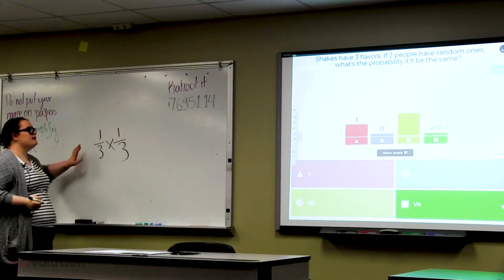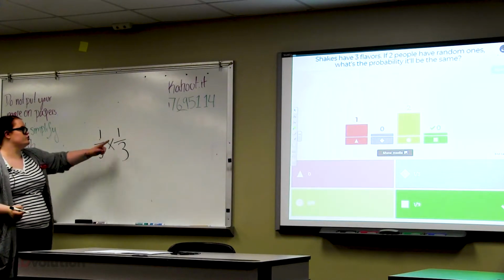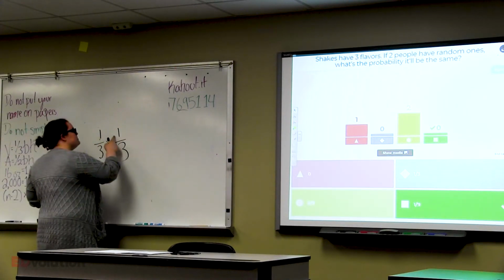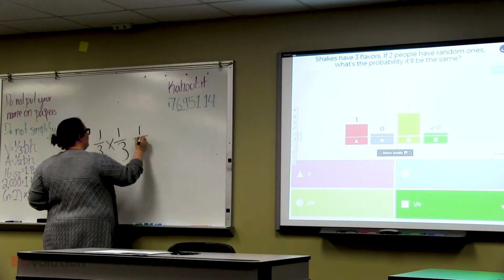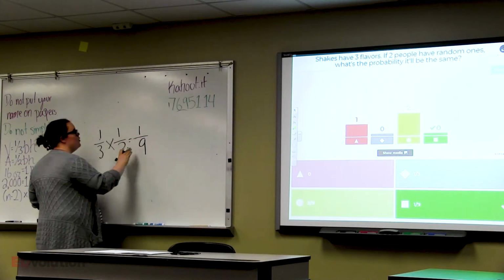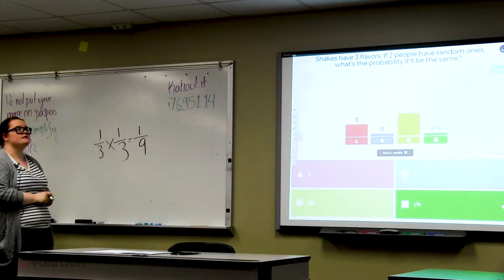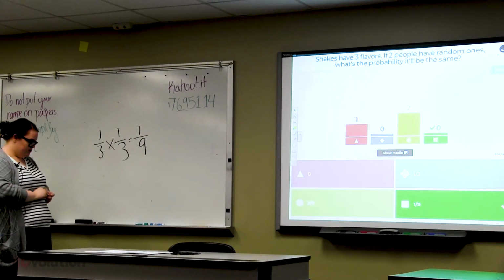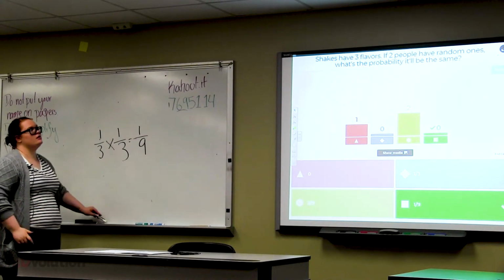And when we multiply fractions, we just go straight across. So 1 times 1 is 1, and 3 times 3 is 9. So there's a 1 in 9 chance that 2 people would pick the same kind of milkshake.